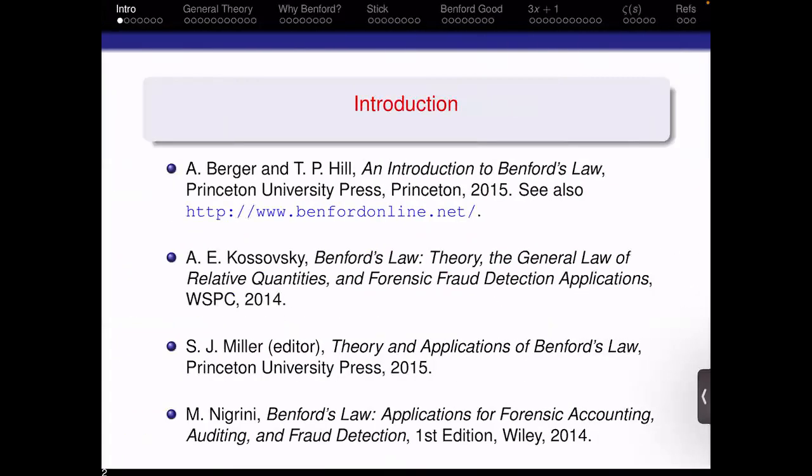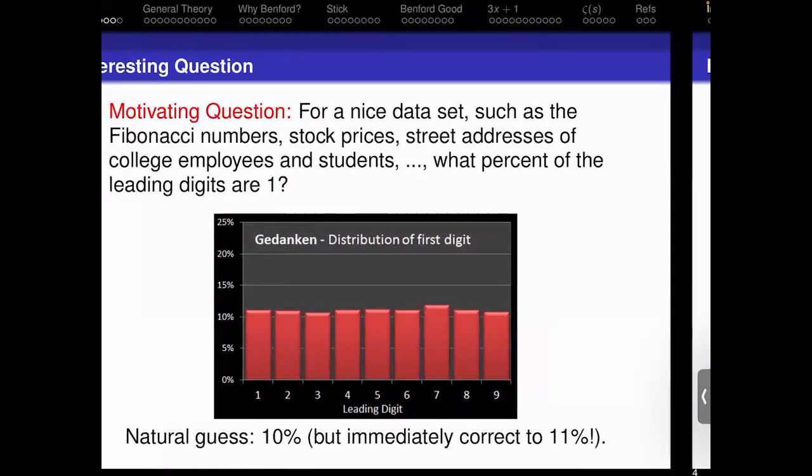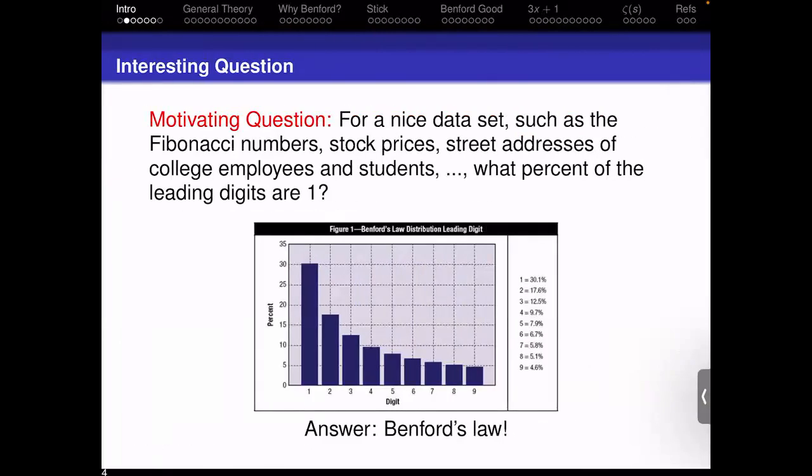Okay, so just a couple of references on the slides in case anybody's interested in more on the subject. And so the motivating question is, if we have a nice data set, we could ask how often are the first digits going to be a 1, how often a 2, how often a 3, and so on. And so the natural guess is about 10% of the time you might start off with the first digit of 1. Then you quickly realize it can't be 10% because we're not going to have 0 as the leading digit. So we change it to 11%. But actually, in many situations, it's about 30% of the time that you have a first digit of 1, down to about 4.6% of the time having a first digit of 9.